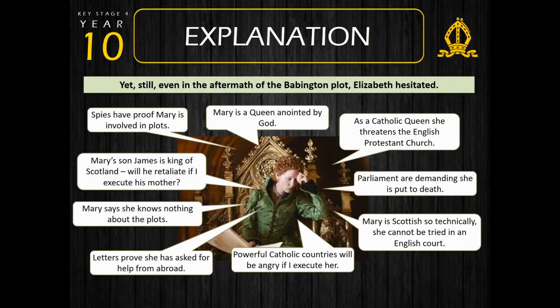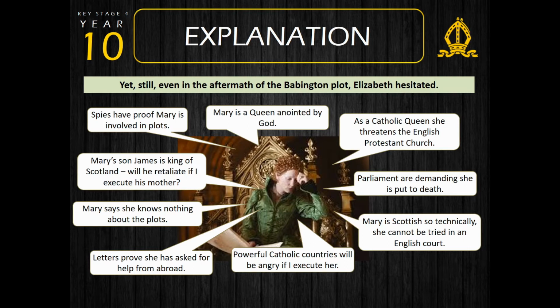Elizabeth is still struggling to decide, all right? She has lots of things to choose from here. She knows Mary is involved. There is hard, cold proof that Mary is involved in plots against her. But there's all these other issues. She's a queen. She's been anointed by God. She's a crowned queen. Does she really want to do that? She knows that Catholic countries such as Spain, such as France, are going to be angry if she is executed.